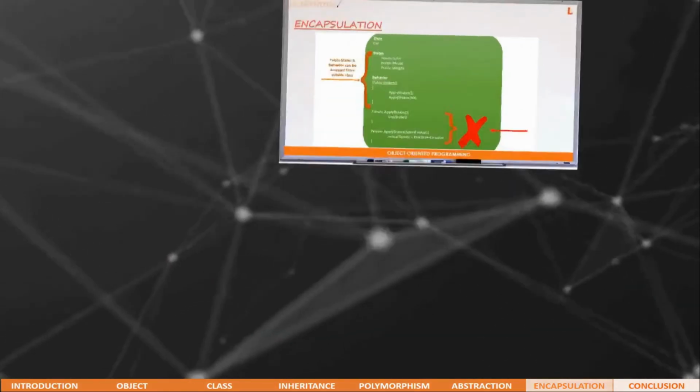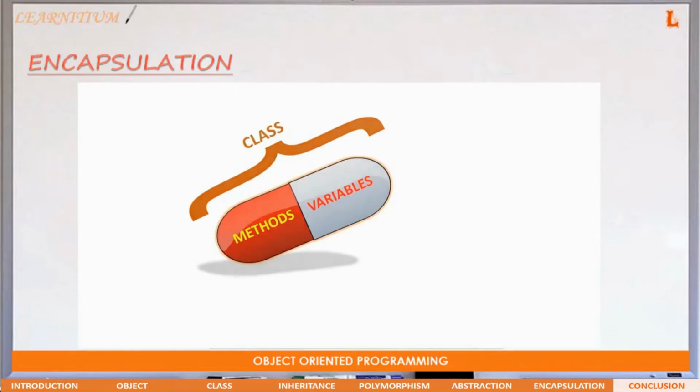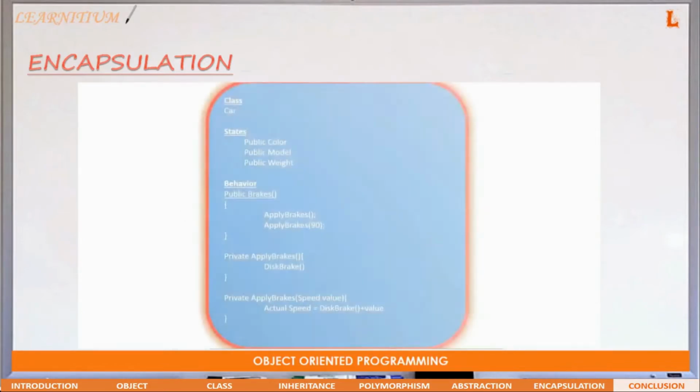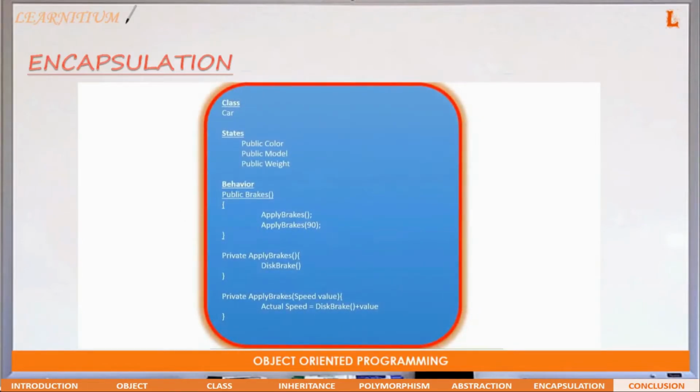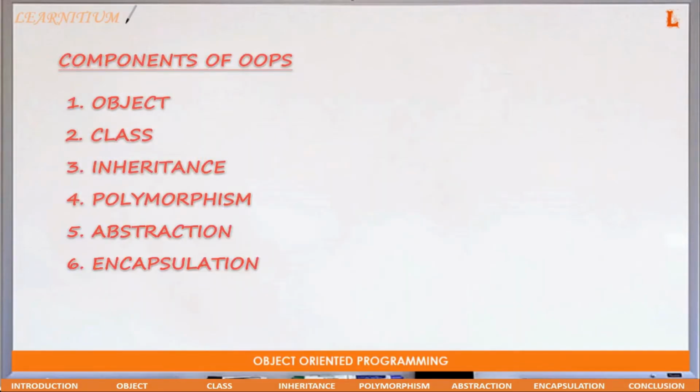The fourth concept of OOPS is encapsulation. Encapsulation defines the concept of capsuling, or getting all the state and behavior of the class at one place like a capsule, and not defining them at random places in the program. Object-oriented programming is a powerful concept on which most of the modern programming languages are implemented.